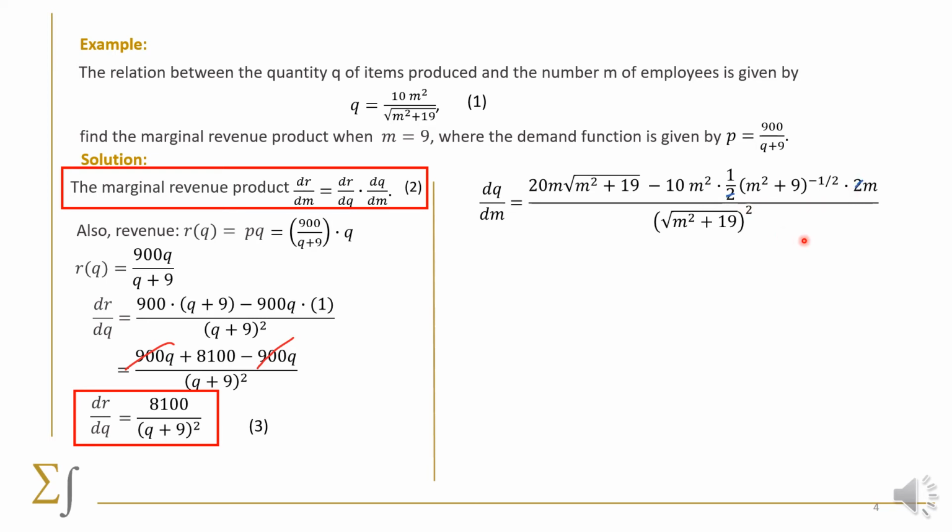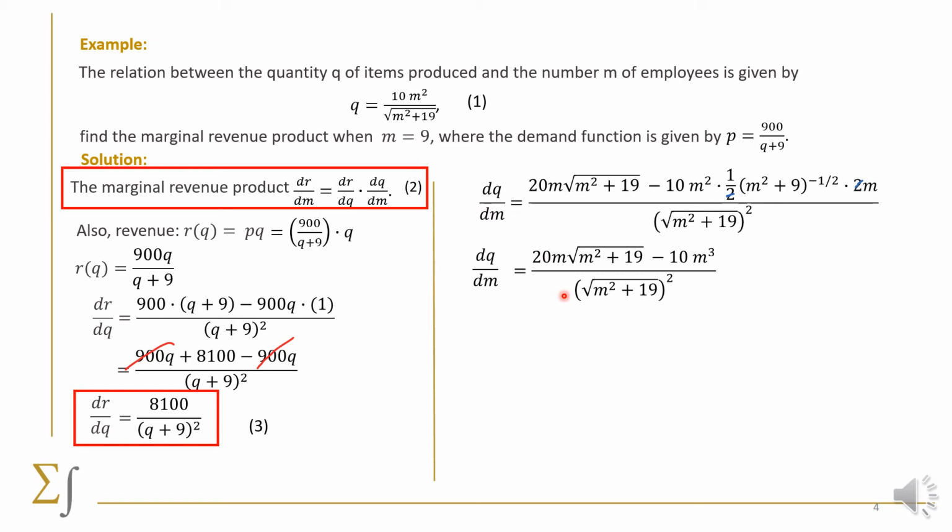Now we cancel this 2 with the half. Then we take also the m with the m squared, and we put them here to be m cubed. So here we have dq by dm is equal to 20m square root of m squared plus 19 minus 10m cubed, all over the denominator squared. So now, what else shall we do? We should say that we want to evaluate this at m equals 9.